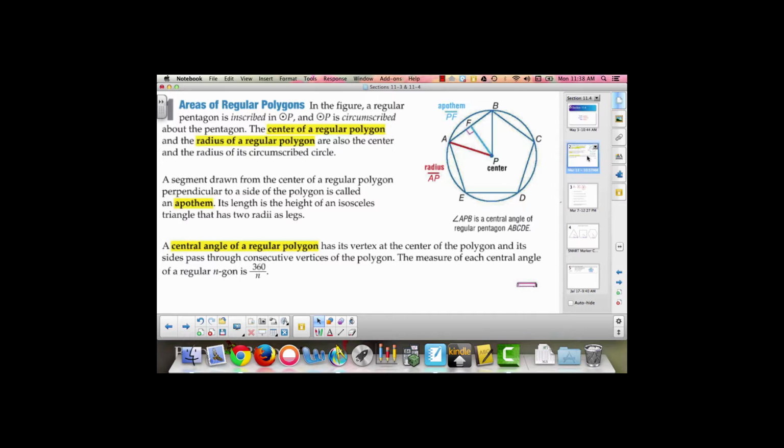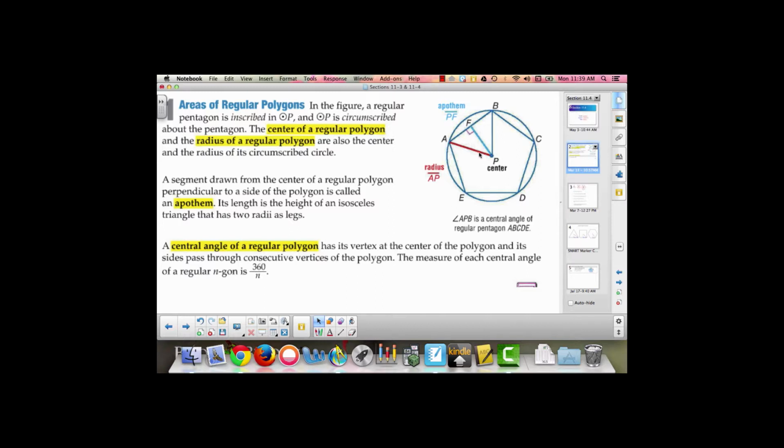I need to define some parts of regular polygons before we can look at the area formula for a regular polygon. Remember that a regular polygon has all sides and all angles congruent to each other. If I inscribe a regular polygon in a circle, they share the same center. The center of the polygon and the center of the circle are the same point, in this case point P.